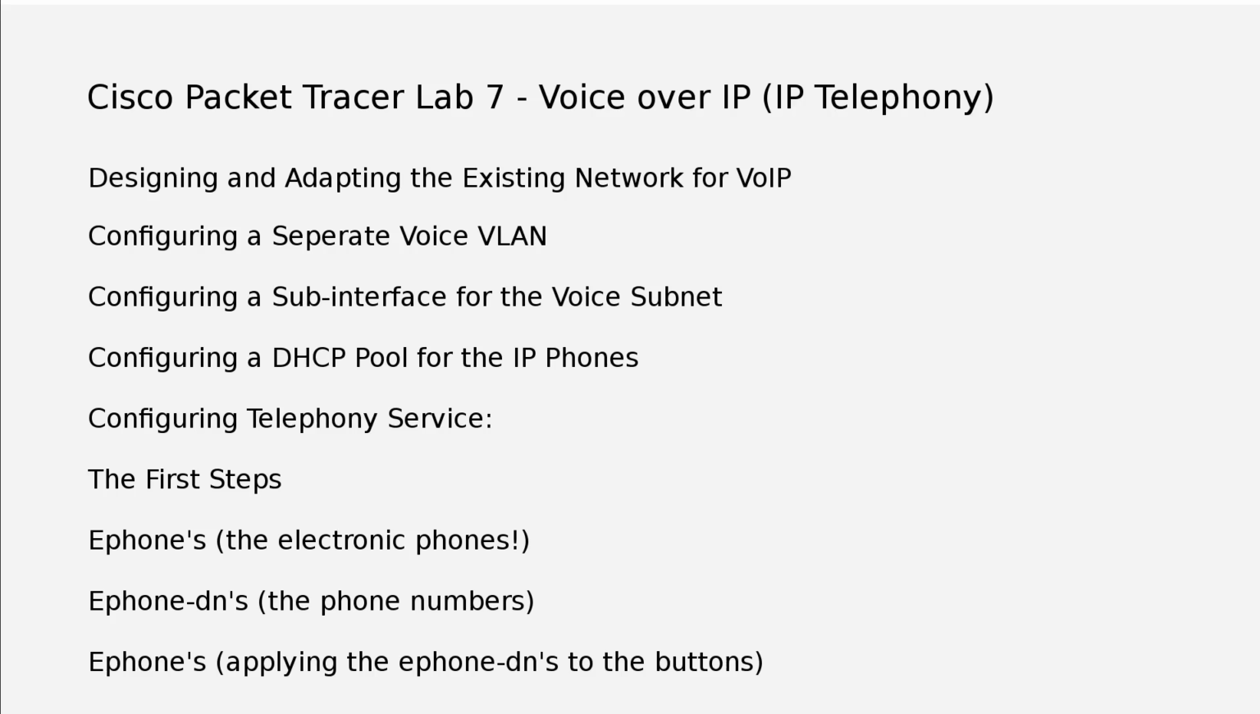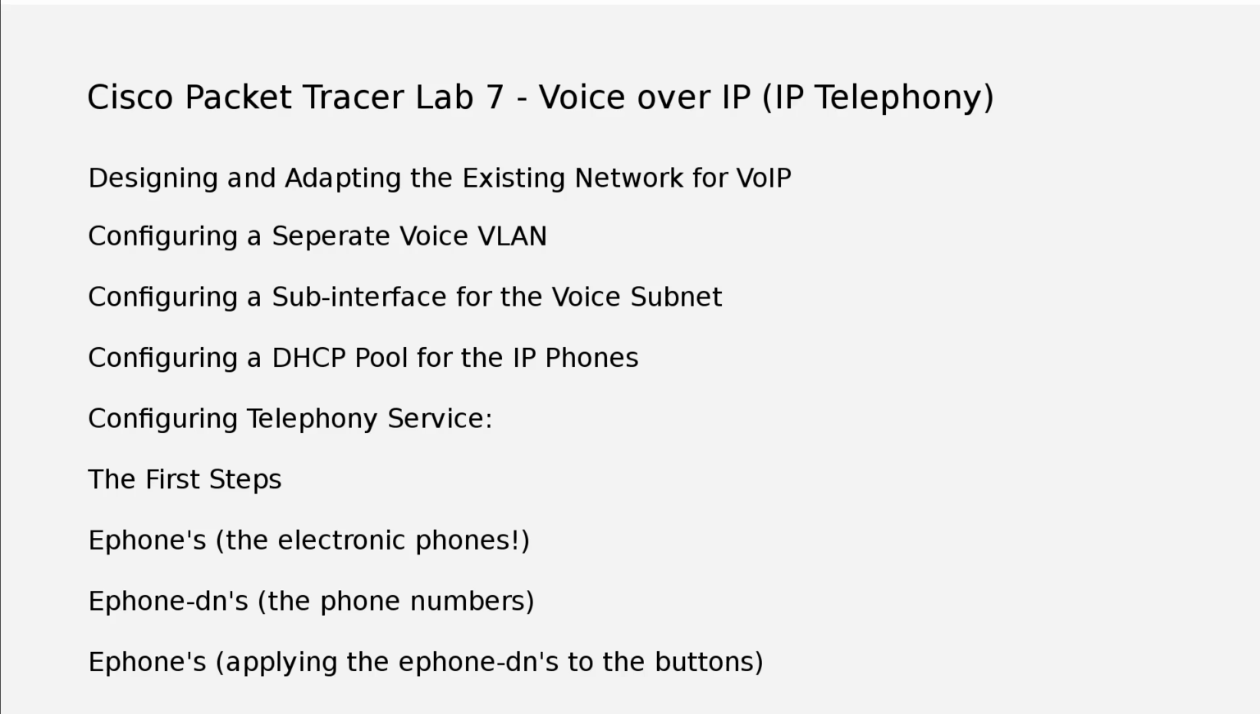We're going to try to use best practice, so we're going to configure a separate voice VLAN to keep the voice traffic separate from the data traffic. On the router that's controlling the voice over IP phones, we'll configure a sub-interface for the voice subnet that belongs to the voice VLAN. We'll configure a DHCP pool for the IP phones, and then we'll get onto the really interesting stuff, which is configuring telephony service. Now, I'm going to configure telephony service in a certain order and in a specific way because it's just less painful that way. You'll see what I mean when I actually get into the configuration.